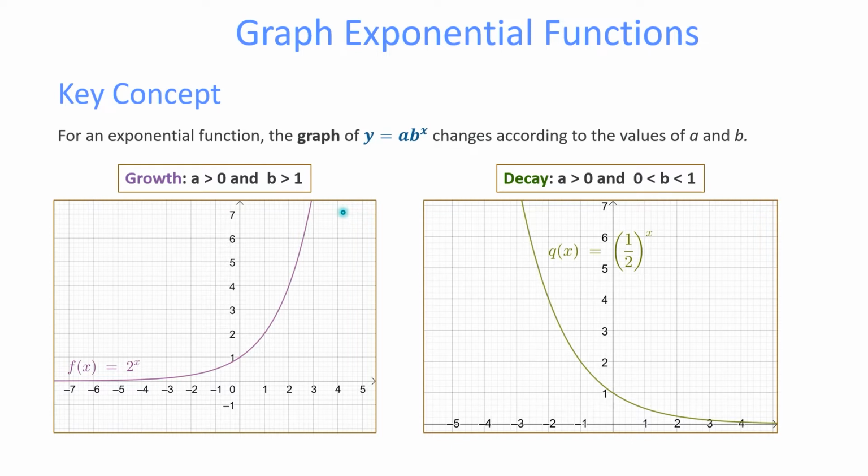For exponential decay, a will be greater than 0, and b will be between 0 and 1, still to the power of x. In this case we have the function 1 over 2, or a half, to the power of x, and it will start on the left-hand side at a large value and decrease towards the right-hand side of the graph.